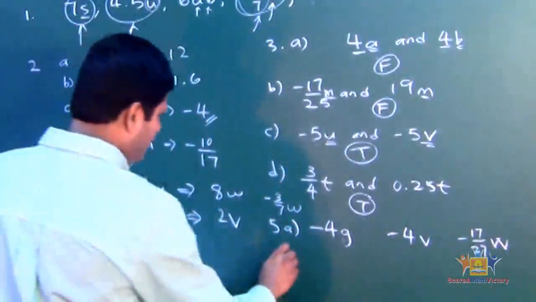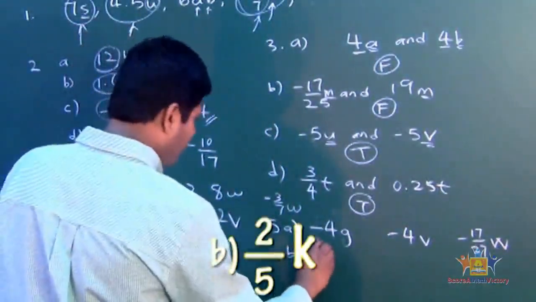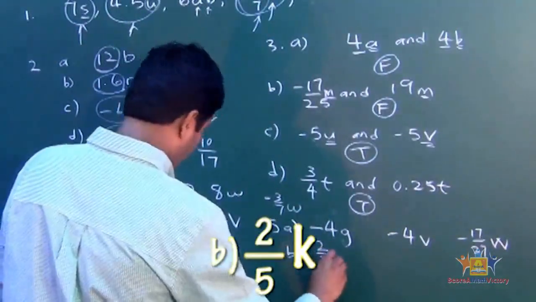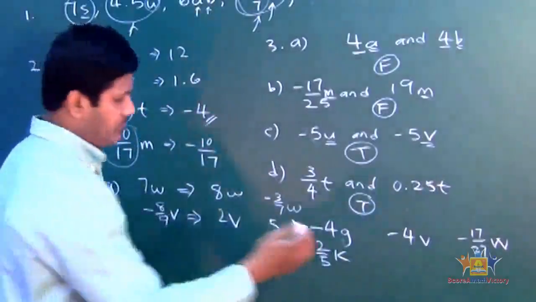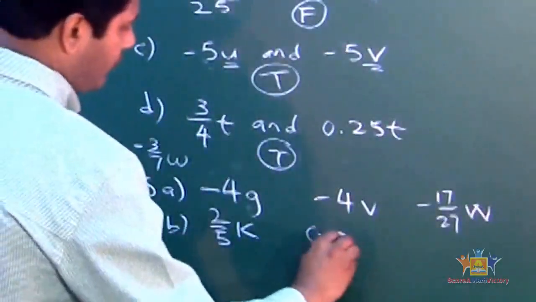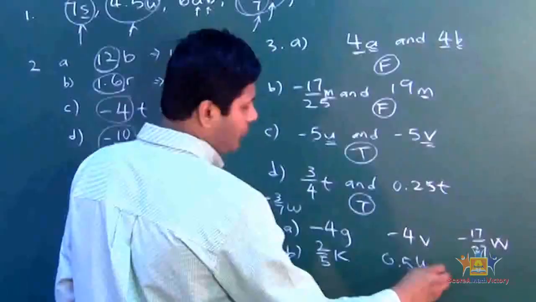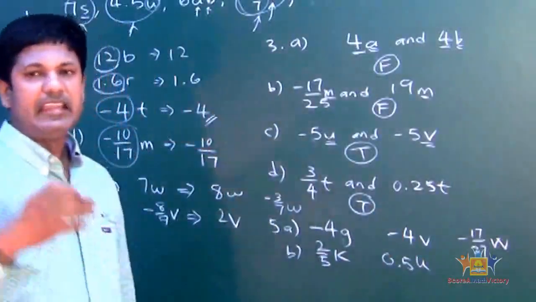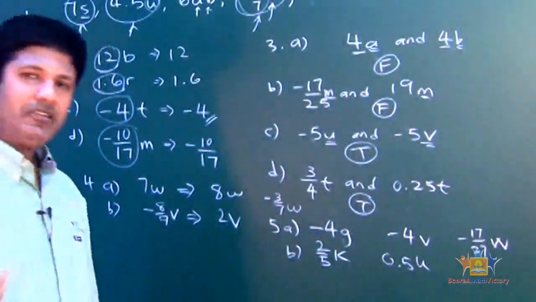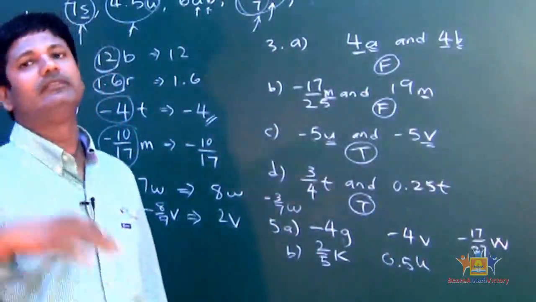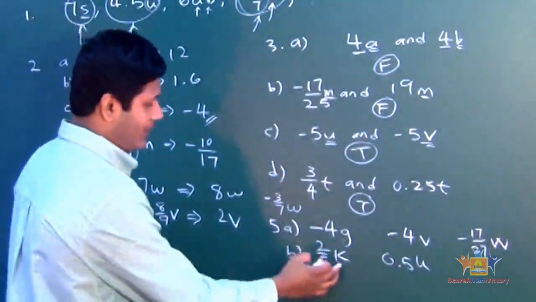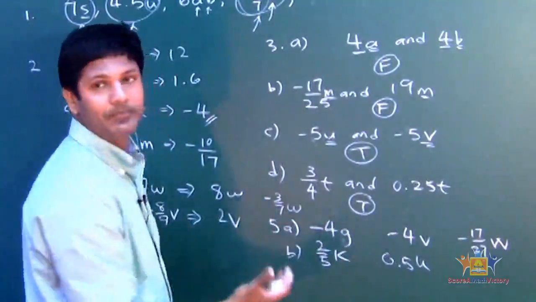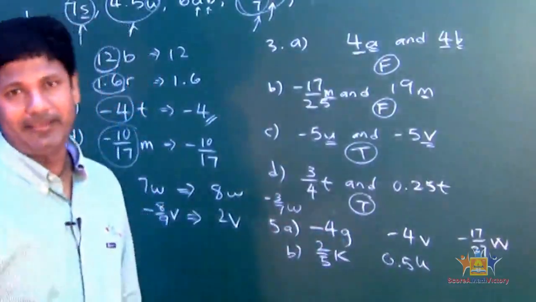So for B, you're given 2 over 5k. If you want to give another unlike term, you can just put down 0.5u, or you can even say 9x, or 1000z, or z. You see what I'm saying? You can do anything as long as what? The unknowns are not the same. And that makes it unlike terms.